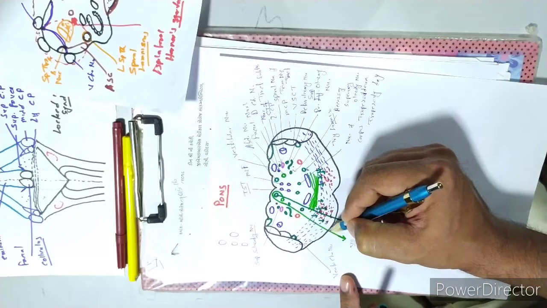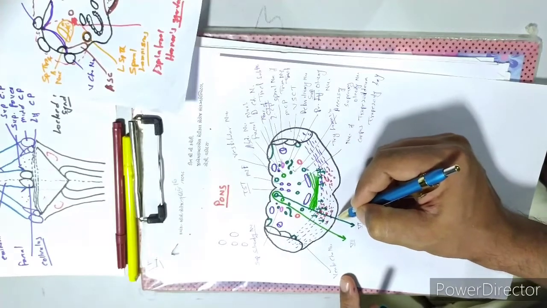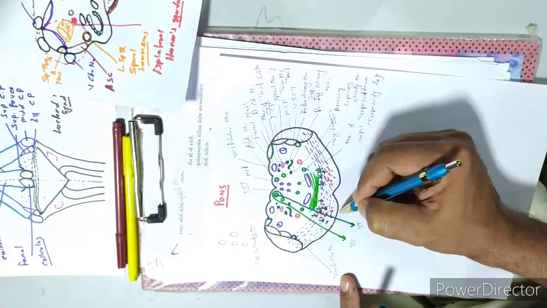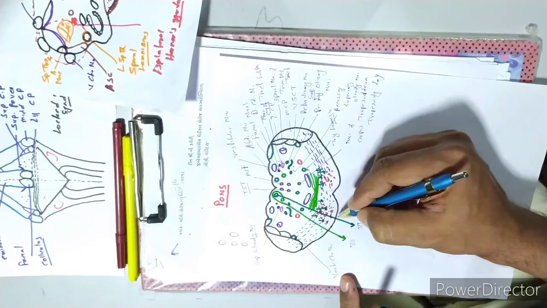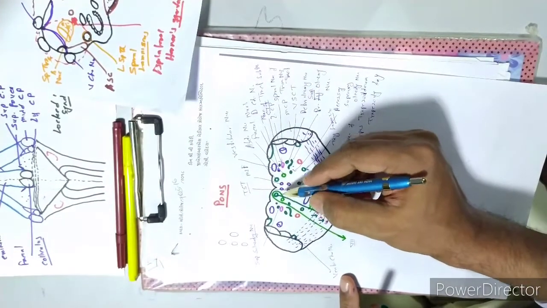So this fiber winds around the abducens nucleus, comes ventrally, and emerges at the junction of the pons and medulla just above the olive. Okay, so this is the facial nerve, and this is the abducens nerve, coming from the ventral aspect at the junction of the pons and medulla, at the pyramid or just above the pyramid. Clear?